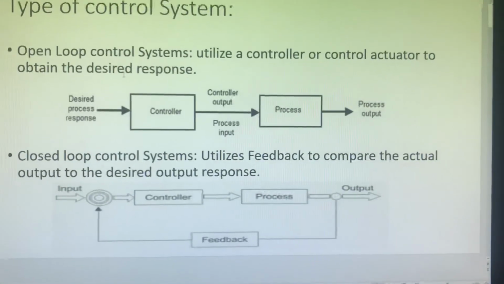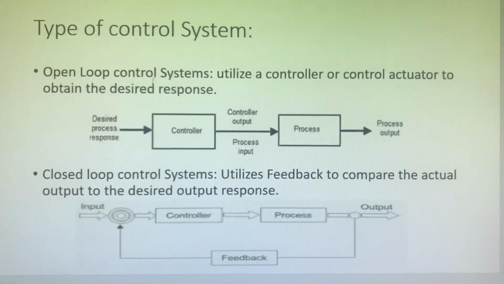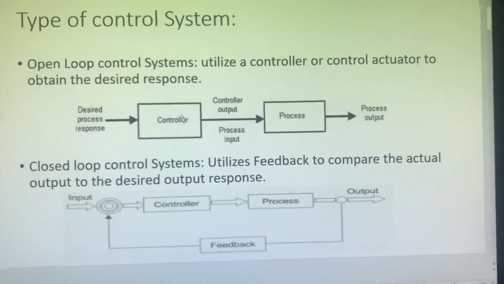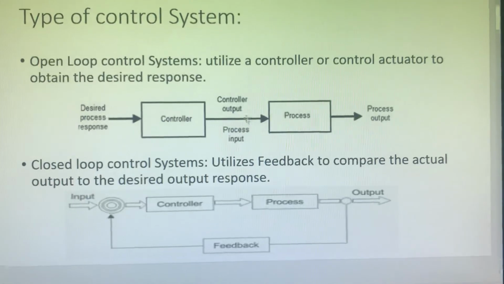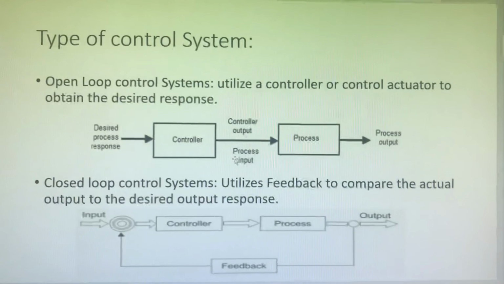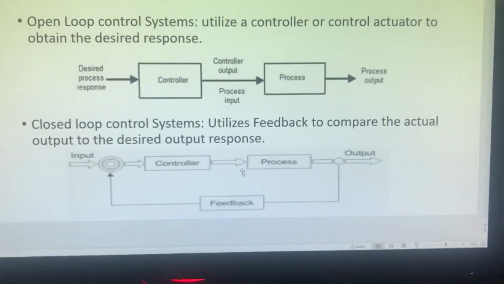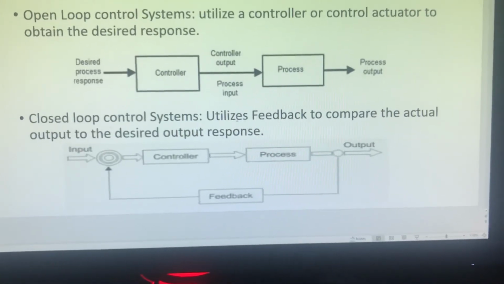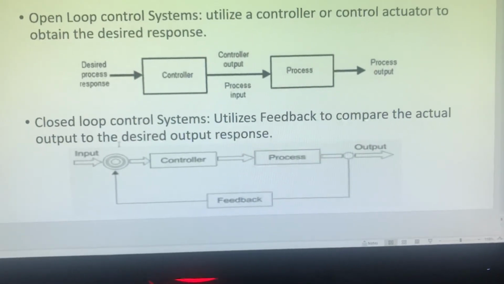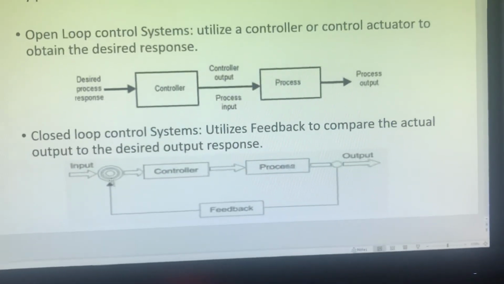There are two types of control system: an open loop control system and a closed loop control system. As you see here, there is no feedback for the open loop control system. We just plug in our inputs, the controller will process and give us the output. But for the closed loop control system, we can utilize feedback to compare the actual output to the desired output response.